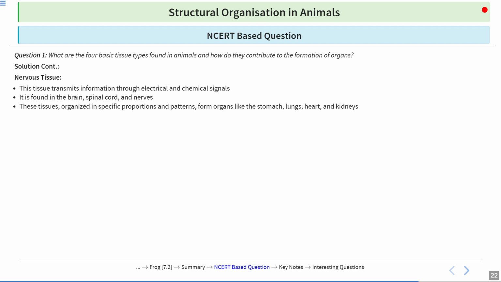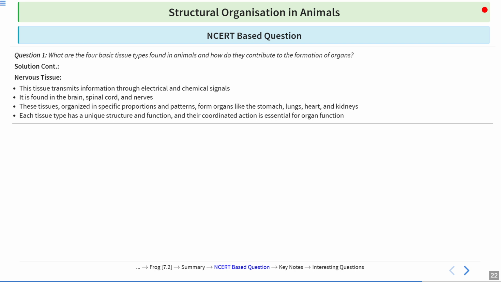So these tissues are organized in a specific proportion and pattern that forms organs like the stomach, lungs, heart, and kidneys. And each tissue has a unique structure and function, and their coordinated action is essential for organ function.